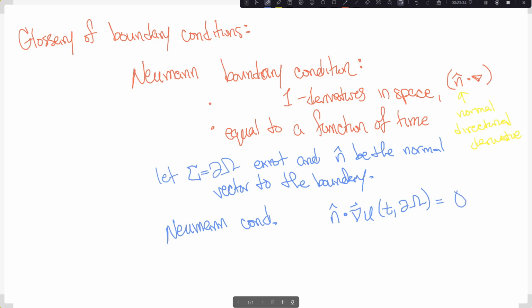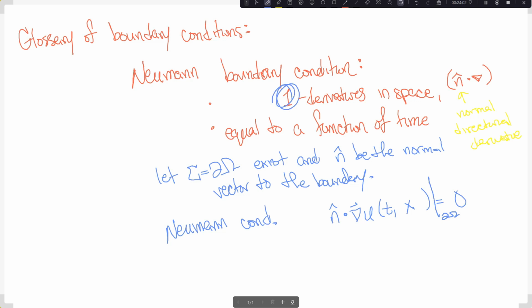That's a very common boundary condition. So that's just saying that the normal derivative of my solution needs to be equal to 0. Sometimes rather than writing the evaluation on the boundary like this with d omega, we'll write x and then we'll say evaluated on omega. Either one's the same. So that's a Neumann boundary condition where we have first derivatives in space.